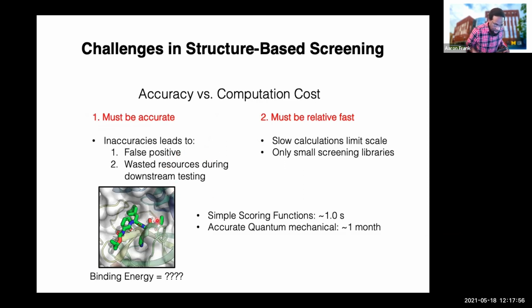So simple scoring functions that are typically used for docking can take less than a second or a few seconds to execute, right? But if you do really full quantum mechanical calculations that give you a physically rigorous way to describe the interactions between a molecule and a target, these calculations could take on the order of several weeks, so on the order of a month or so. And so for the kind of project we're involved in, doing these full quantum mechanical calculations would not be feasible, right?